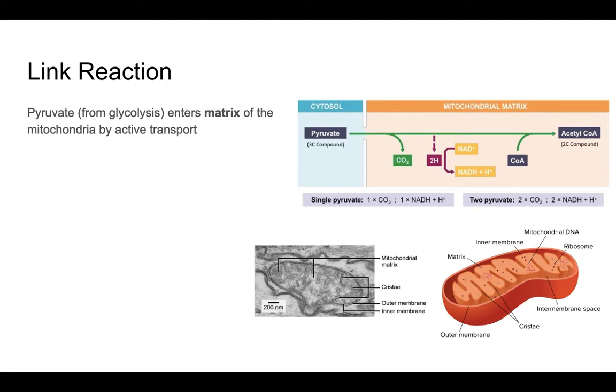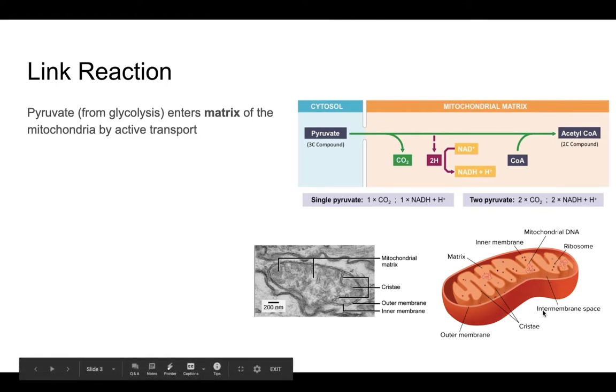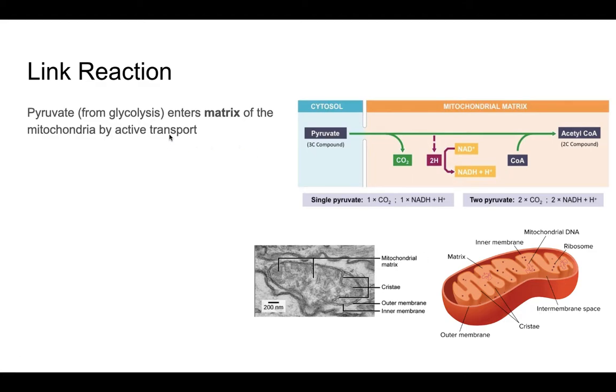pyruvate molecules enter the matrix of the mitochondria, which you can see on the bottom right here, by active transport. So it does take energy to transport this into the mitochondria. Next, pyruvate is decarboxylated, meaning that it loses a carbon, goes from a 3-carbon molecule to a 2-carbon molecule, acetyl, and the carbon that is taken off combines with oxygen to become carbon dioxide, which is given off as a waste product.